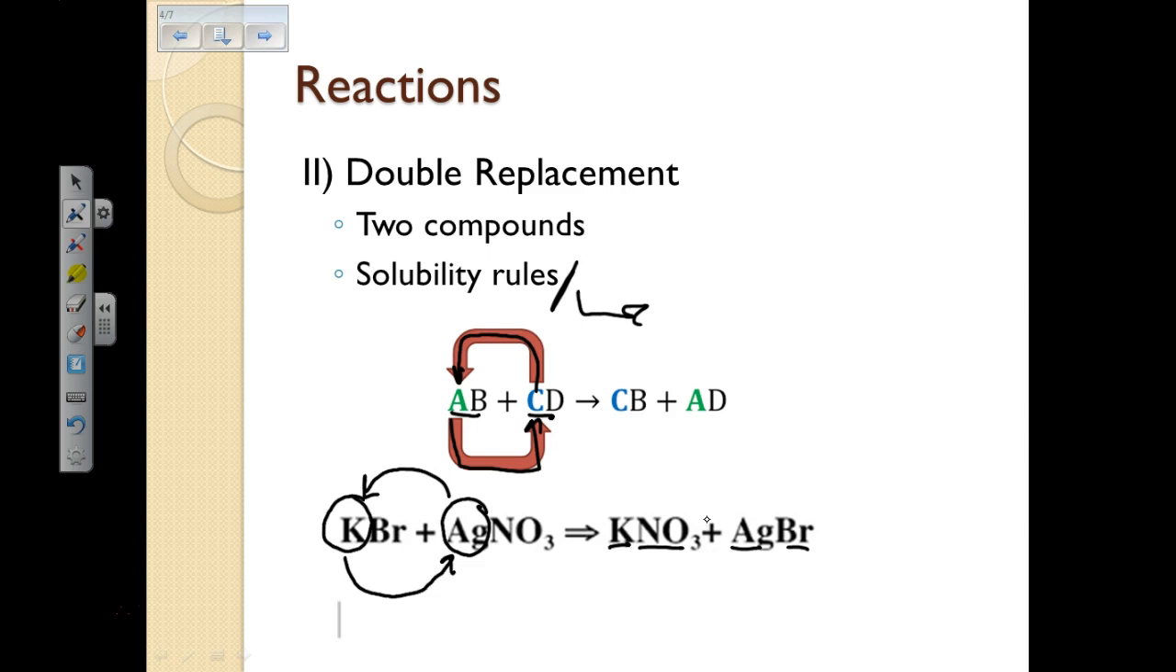And so this is the type of reaction that is most prevalent in this level of chemistry. You're going to see a lot of double replacement reactions just about anywhere you go. Okay, so it's two compounds forming usually two other compounds, and you have to worry about the solubility rules. Okay, so that's double replacement reactions.